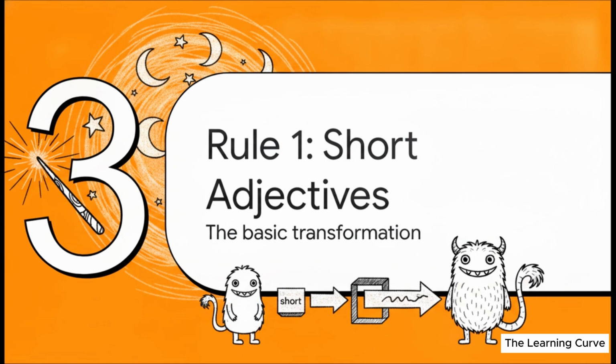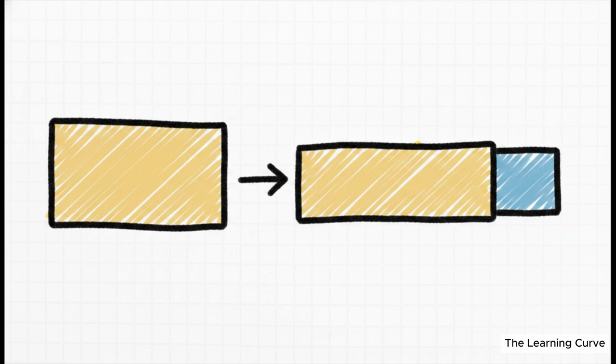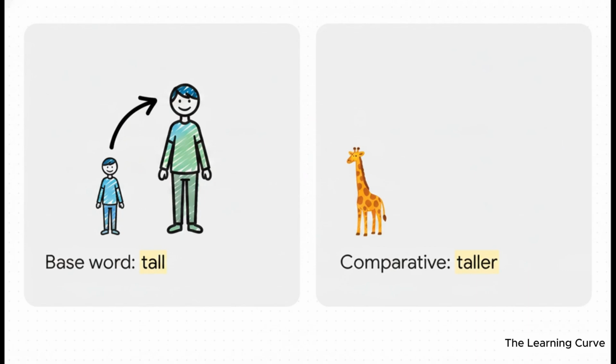Section 3, Rule 1, Short Adjectives and the Basic Transformation. This is the simplest rule in our sandbox, and honestly, it's going to be your go-to move most of the time. If the descriptive word you're using has only one sound, meaning it's just one single syllable when you say it out loud, you literally just tack the letters ER right onto the end of the word. It is that straightforward. Let's look at the base word tall. It's one quick sound. By adding ER, it seamlessly morphs into the comparative taller. So if we're looking at 2 people, John and Mark, we can just say John is taller than Mark.